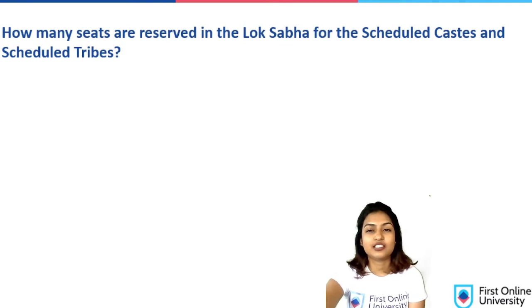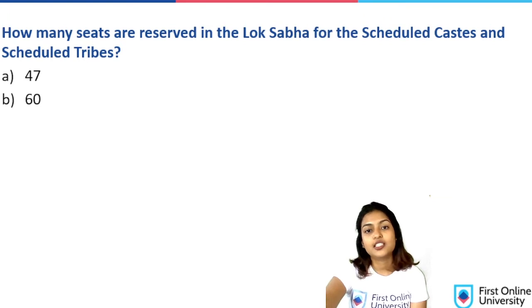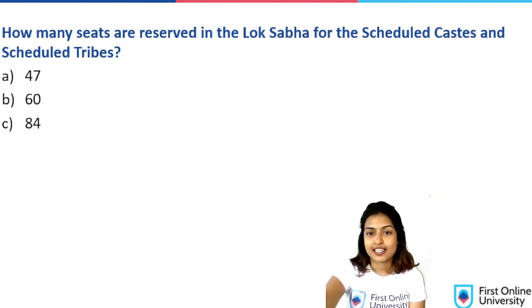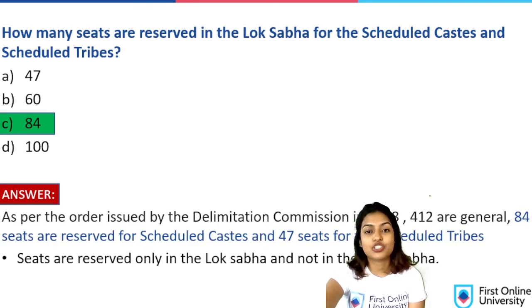How many seats are reserved in the Lok Sabha for the scheduled castes and the scheduled tribes? A. 47, B. 60, C. 84, D. 100. So the answer is 84 seats that are reserved in the Lok Sabha for scheduled castes and scheduled tribes together. As per the order issued by the Delimitation Commission in 2008, there are 412 general seats and 84 seats that are reserved for the SCs and the STs. So there's another very important pointer that you need to understand. Seats are reserved only in the Lok Sabha and in Rajya Sabha there is no reservation for SC and the ST.